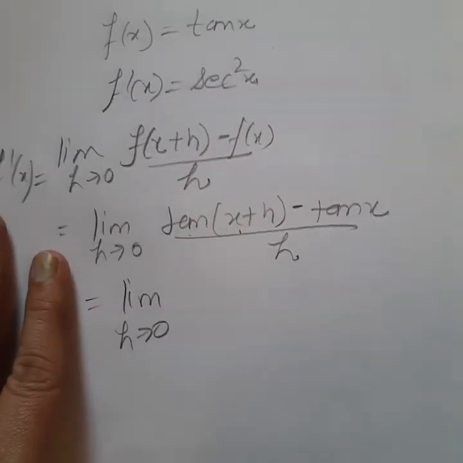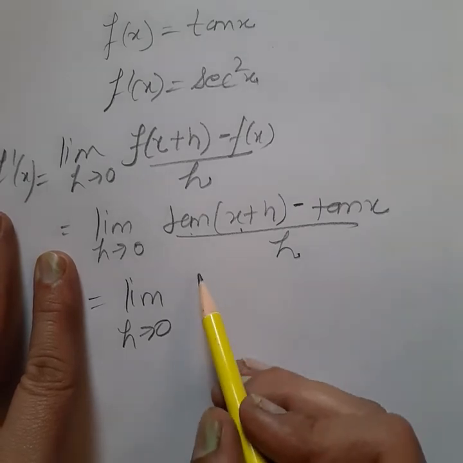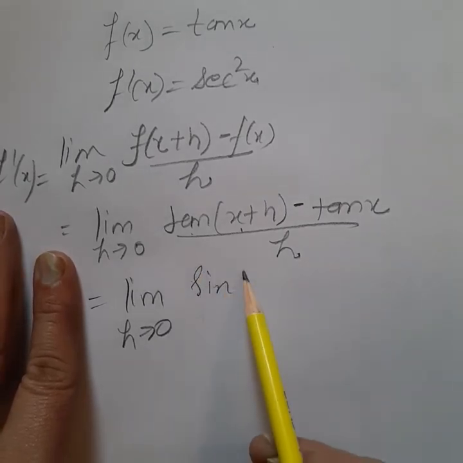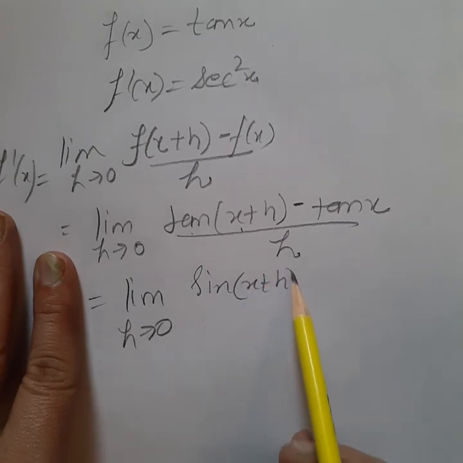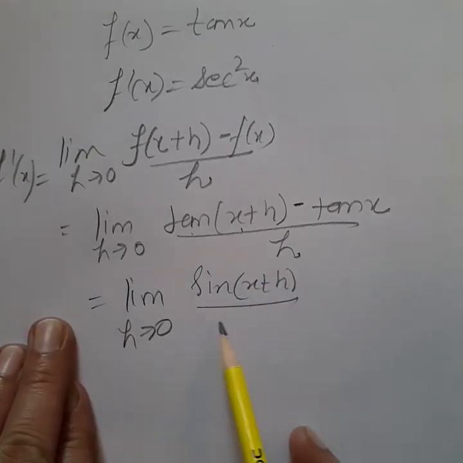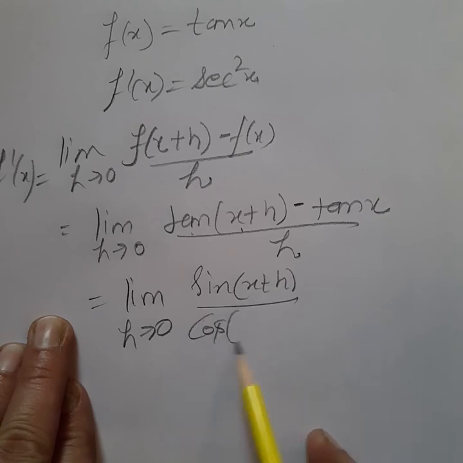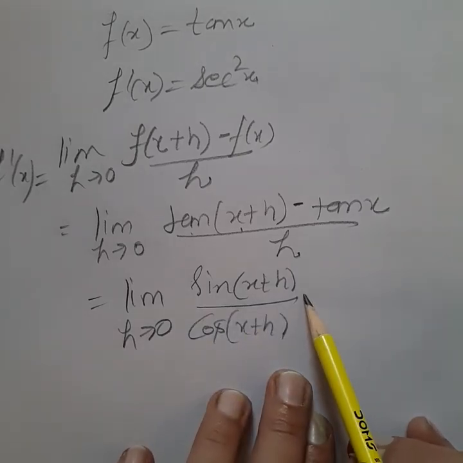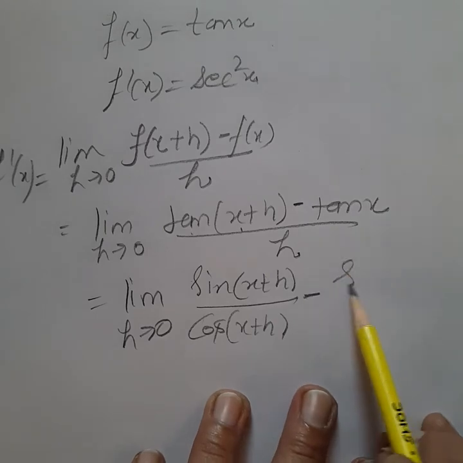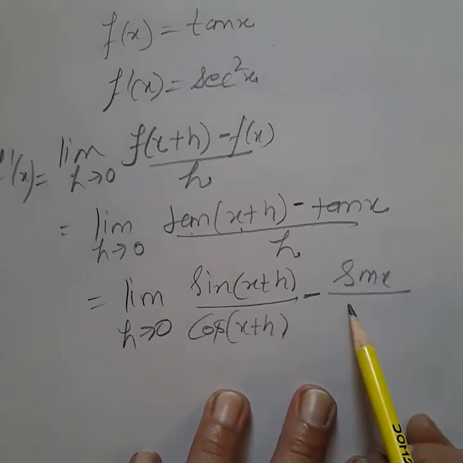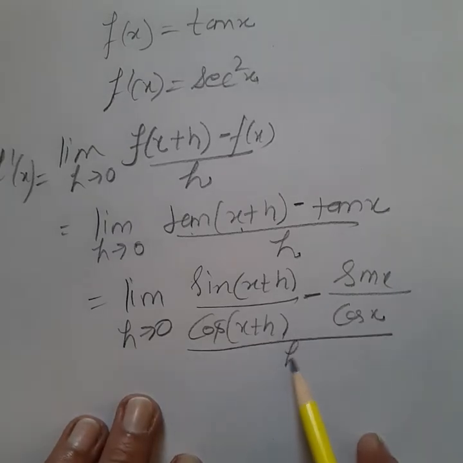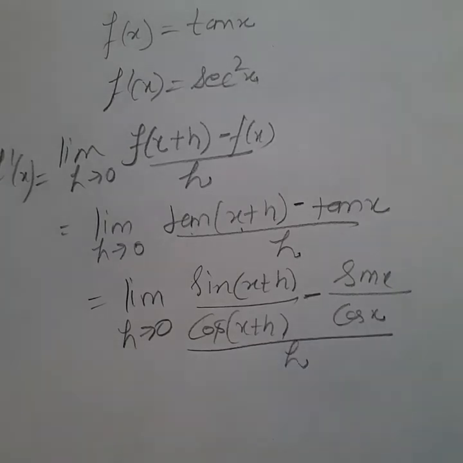Simply, if we use the trigonometrical result, then the value of tan of (x plus h) is sine of (x plus h) upon cos of (x plus h), and the value of tan x is sine x upon cos x, and all upon h, as we have h in the denominator from the starting.